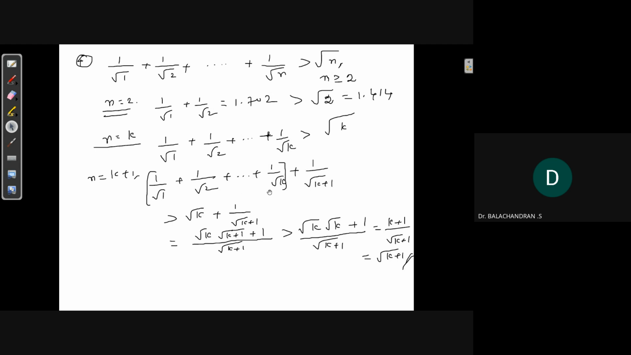So I will take the first k terms separately because I need to use this idea. This quantity is greater than root k. So instead of this, I'll replace it: this is greater than root k plus 1 by root of k plus 1. Here, for the full thing, you should put it like this.